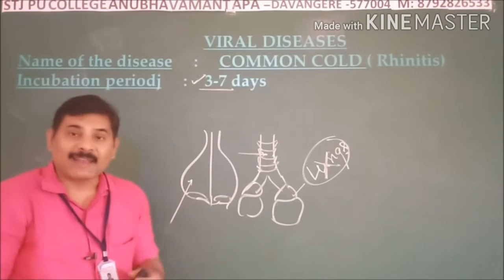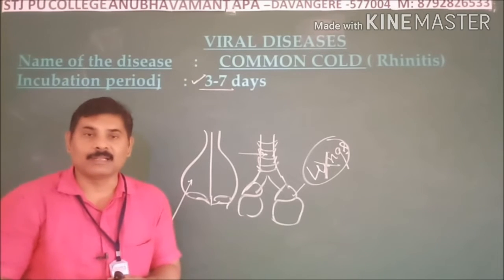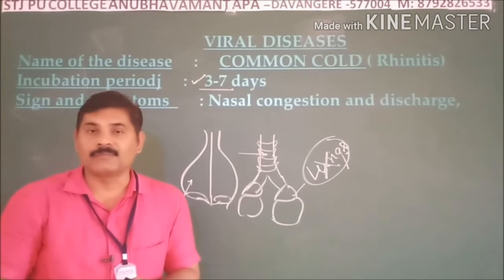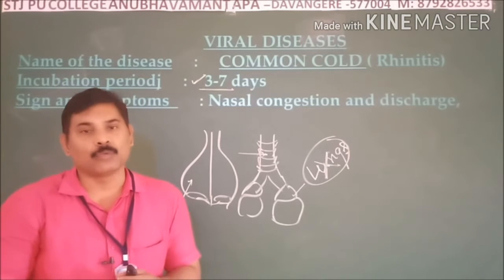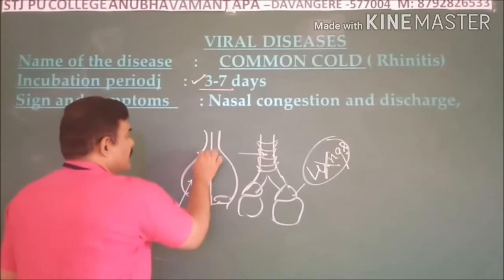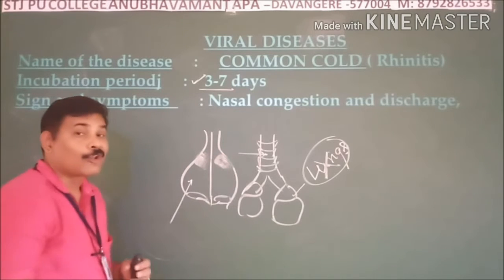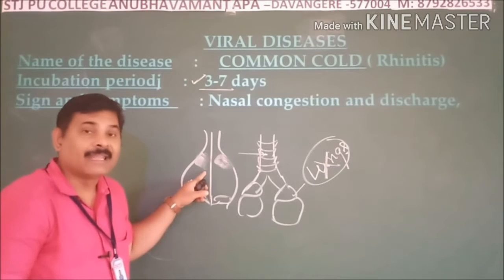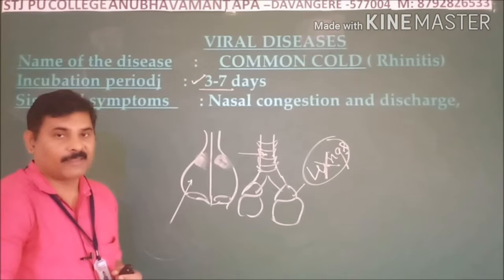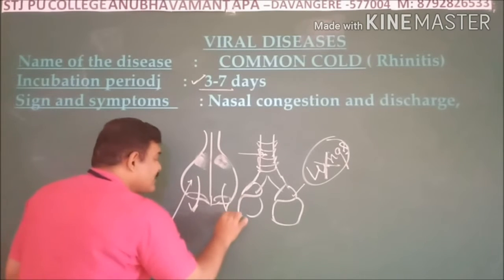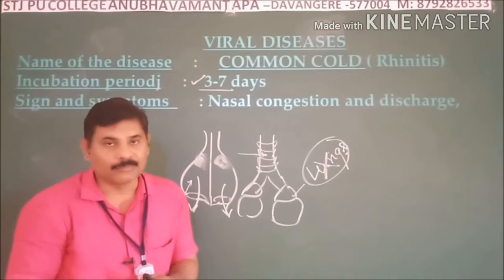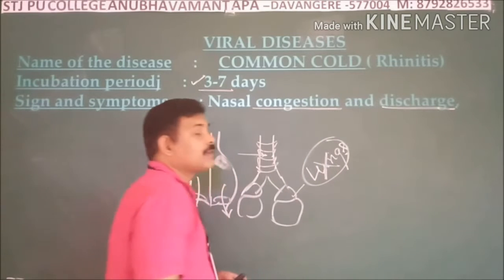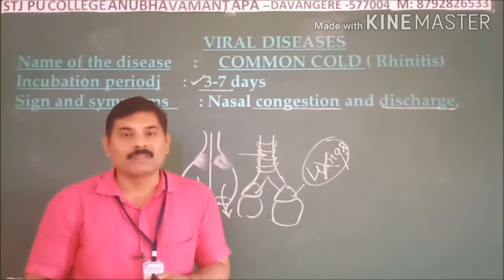Then once the manifestation has occurred, what are the symptoms you can commonly see in a person suffering from the common cold? The first and foremost symptom is congestion of the nose. Congestion of the nose, in general terms, is nostril blockage. The nose will get blocked when you are suffering from the common cold. It makes you feel difficulty in breathing. Thereafter, nostril discharge is also one more important symptom. So nostril congestion and nostril discharge are very important characteristic features of this disease.